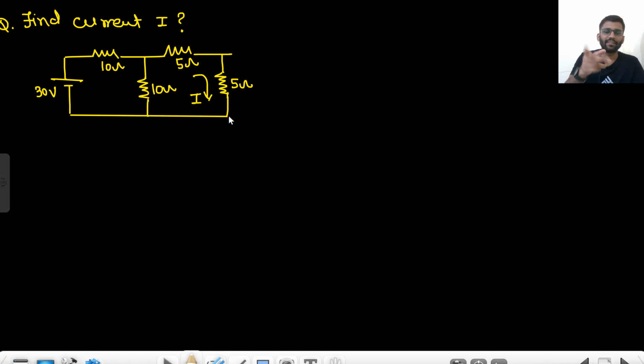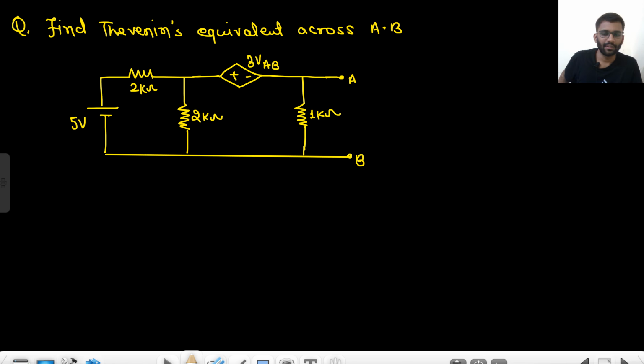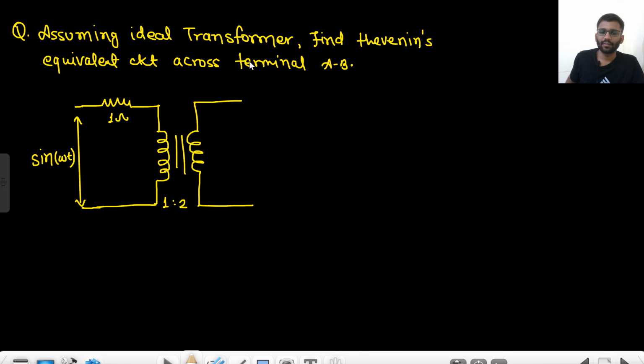People will think this is a very easy problem. Why have I given it here? Yeah, this is a very easy problem. You can get the final answer very easily. But I will give you one concept here. Okay, so you have to find the current I. This problem will give you a very good concept. So that we will see in the next video. You have to find the Thevenin equivalent across AB. This is a question on transformer. Okay, you have to find the Thevenin equivalent across AB.